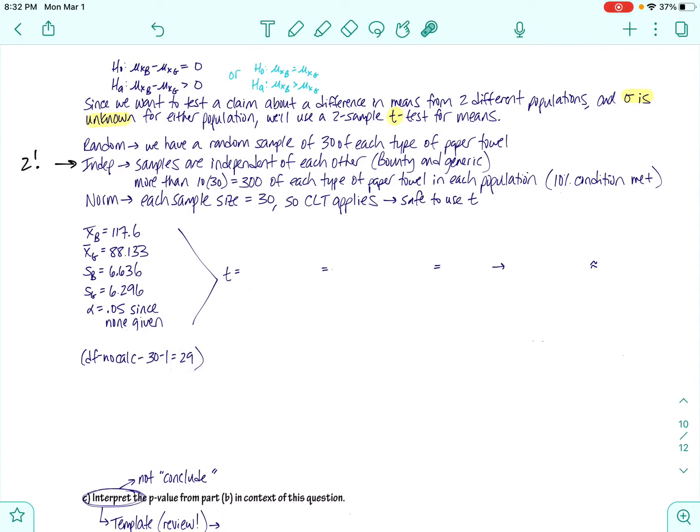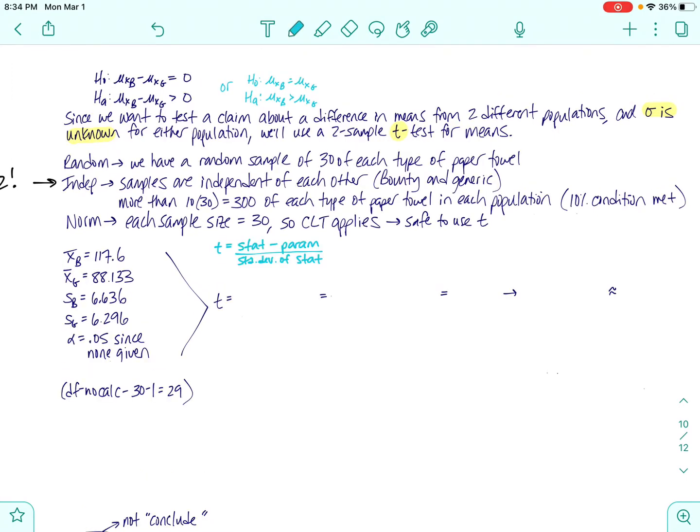Just a note, if you have 2 different sample sizes, do you remember what you're supposed to do? You use the smaller sample size, minus 1. In this case, they're both 30. So 30 minus 1 means our degrees of freedom is 29. I'm going to be looking at row 29 in table B after I get all my statistics crunched here.